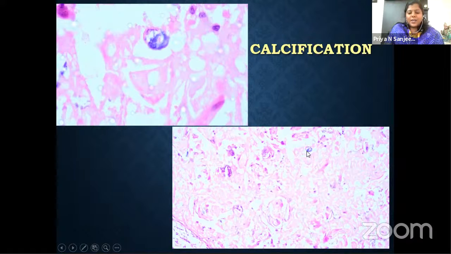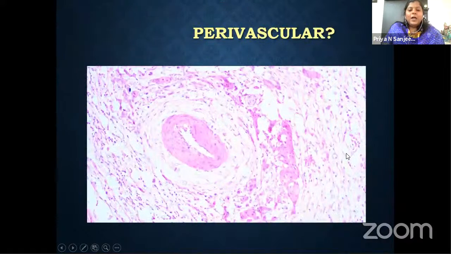So these are calcifications. And the next important segment is to mention perivascular or perineural invasion. When do we call it perivascular? When the tumor islands involve one of the layers of the blood vessels. As we know, there are three layers: tunica intima, media, and adventitia. If it involves one of the layers, then only it is called perivascular invasion.